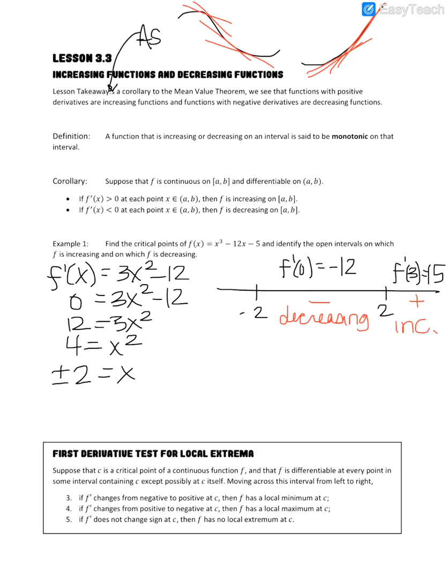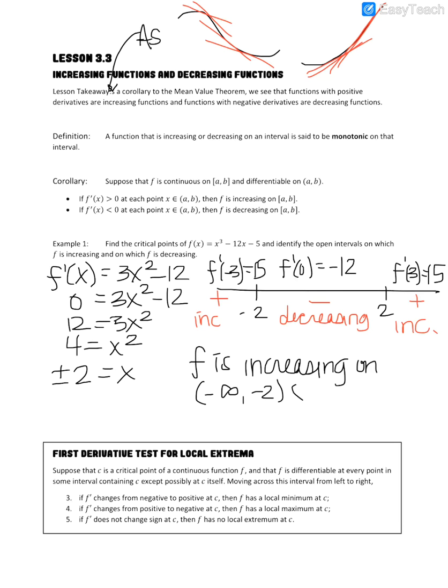And then how about we do negative 3? Since x is squared, it's going to give me the same value as f prime of 3 because it gets rid of the negative. So 15 again. Positive, increasing. All right, so let's write down f is increasing on negative infinity to negative 2 and 2 to infinity, decreasing on negative 2 to 2.